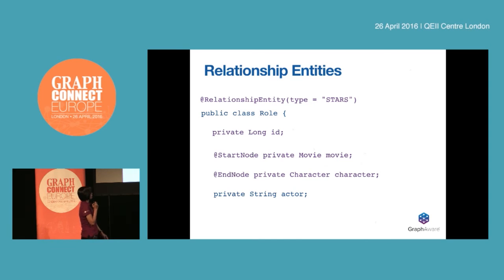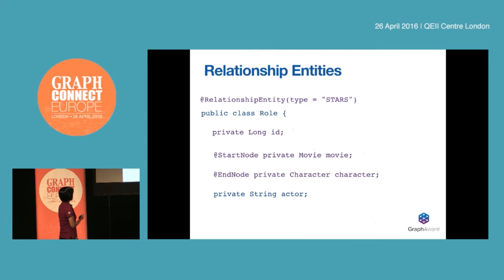Finally, the role, which is the rich relationship between the character and the movie, because it has a property. So only if you have relationships which are distinguishable from each other because they have varying properties, that's the only case that you would really model it as a relationship entity. The annotation for a relationship entity is mandatory. It's not optional. You must define it. You must tell us what the relationship type should be, which is stars in this case. Okay, so that's the annotation.